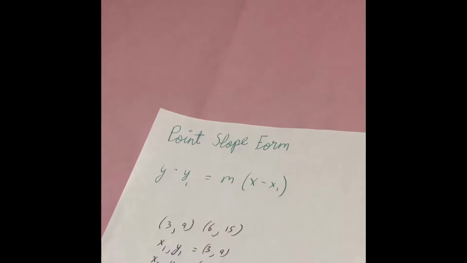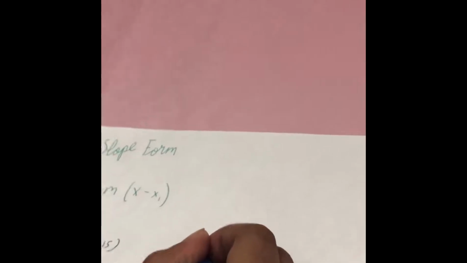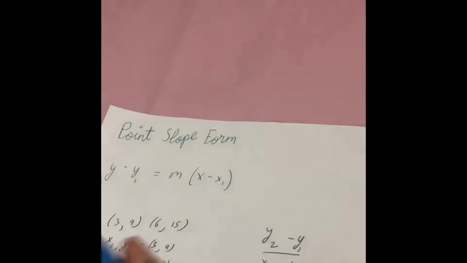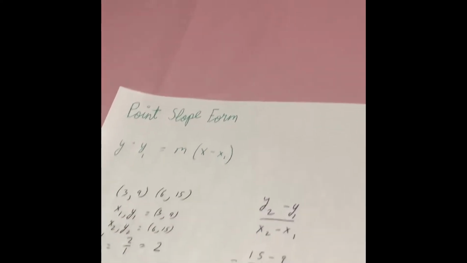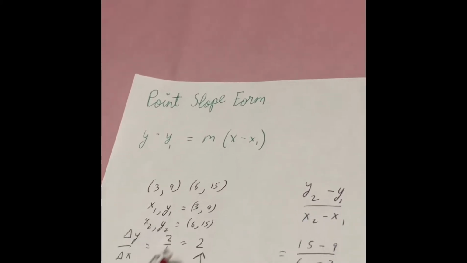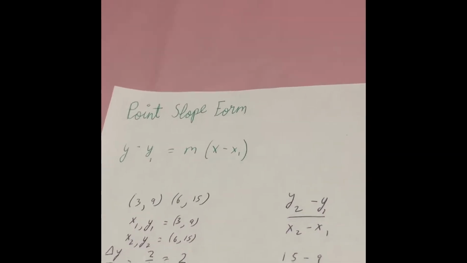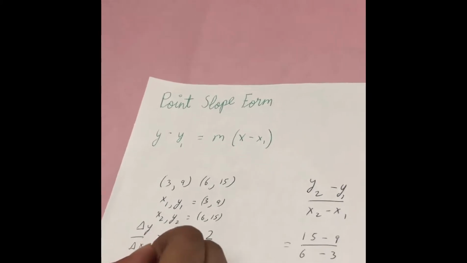We know that slope is change in y over change in x. So let's write our formula right here: change in y over change in x. Then we can plug in our numbers from here. So it'll be 15 subtract 9 over 6 subtract 3. And that will equal 6 over 3, and you simplify this to 2 over 1, and that leads us to 2. Since we calculated the slope, which equals 2, we should write that down right now.